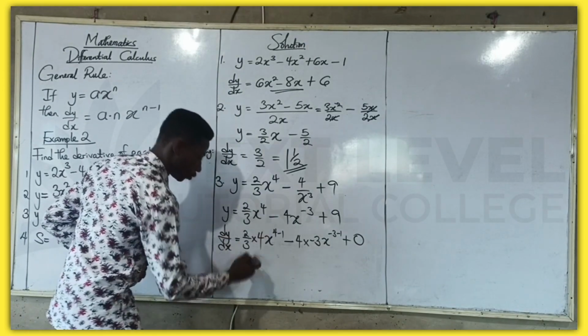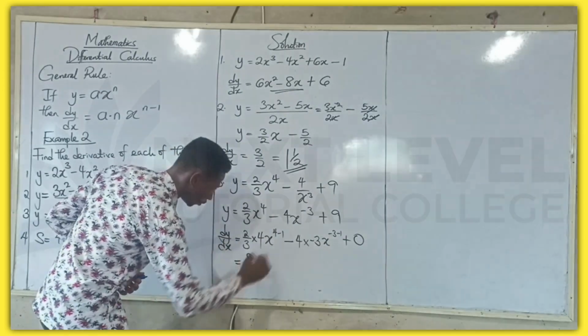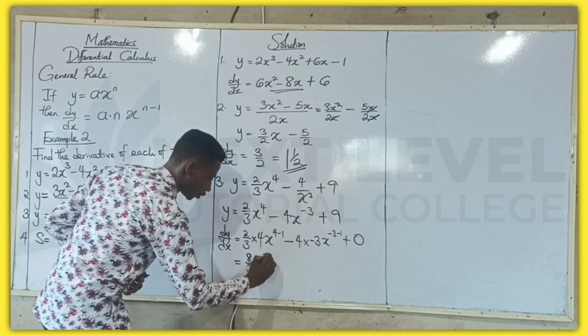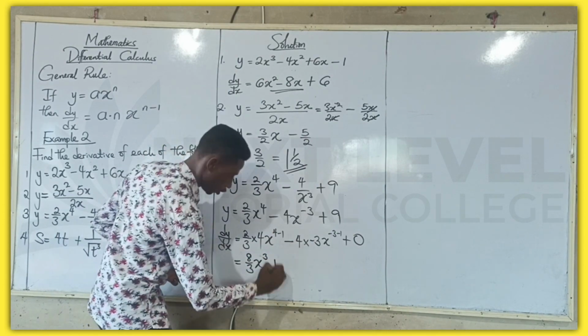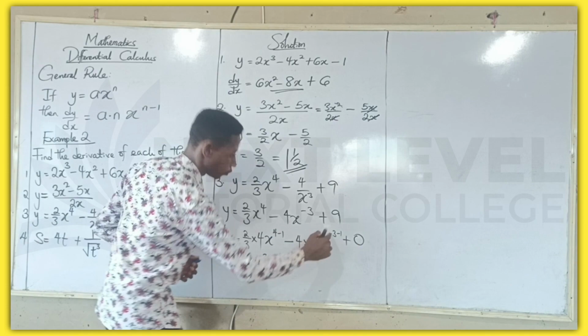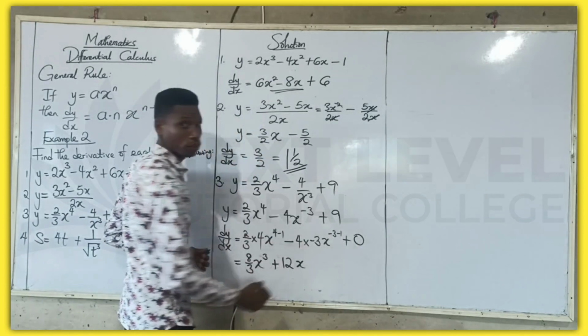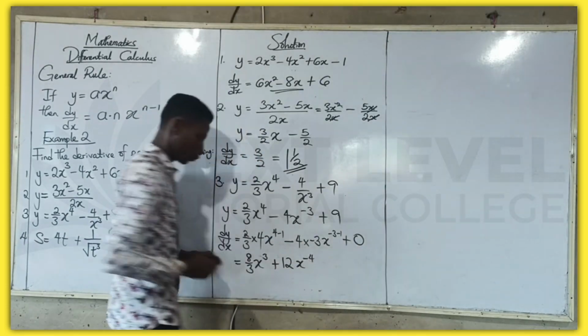Now, multiply 2 times 4, that is 8 over 3. Here we have x is to the power 4 minus 1, which is 3. Minus times minus is plus, 4 times 3 is 12. So we have 12 x is to the power minus 3 minus 1, which is minus 4.